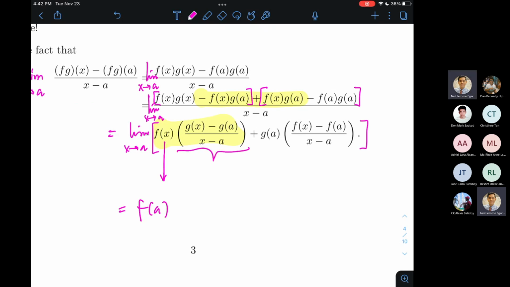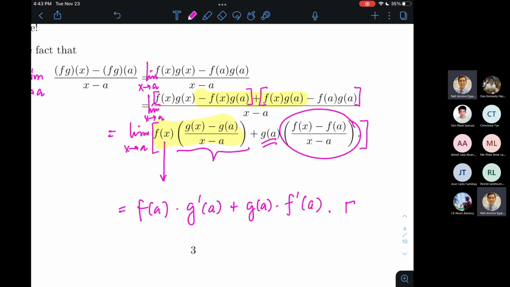This guy, ang limit nito as x approaches a is basically what? This is the definition of the derivative, right? Limit ng difference quotient. So that's g prime of a. Plus in the second term, the second group, we will have limit of g of a, but g of a is a constant. It doesn't depend on x. So siya na yung derivative ng sarili niya. Times the limit of this difference quotient. But again, that's the same form of the difference quotient that appeared in the definition of the derivative. So siya lamang ay f prime of a by definition. And there you go. You get the proof of the product rule.